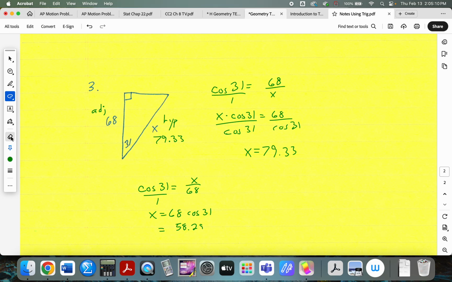So let's say I didn't have the 79.33. I want you to think back about things we did earlier this year. How do I know that can't be the right answer? Yes, ma'am. It has to be more than the 68. That's exactly right. If you will look at your answer and think about it a little bit, sometimes you can be like, okay, I know that this is not right.